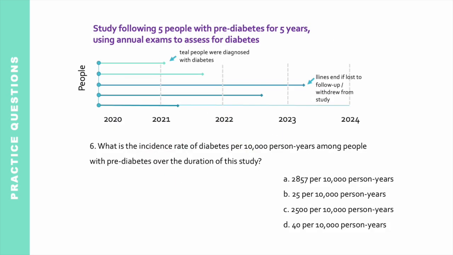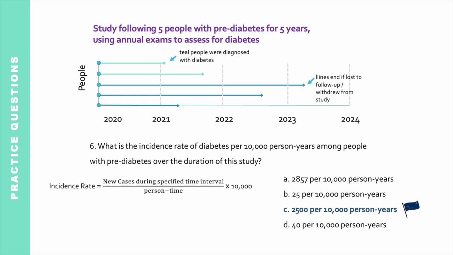What is the incidence rate of diabetes per 10,000 person years among people with pre-diabetes over the duration of this study? 2,500 per 10,000 person years. Remember that incidence rate is the new cases during the specified time interval divided by person time, and we're multiplying by 10,000 in this case because it asks for the answer per 10,000 person years.